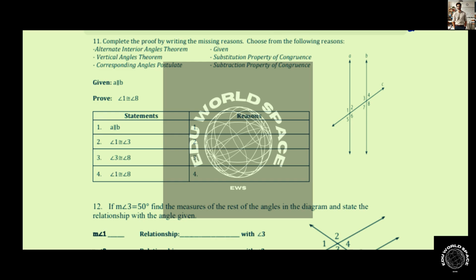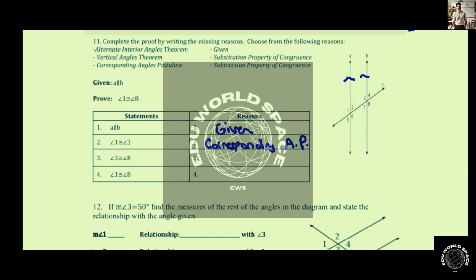If lines A and B are parallel, that is given. We know angles 1 and 3 are congruent because if these lines are parallel, 1 and 3 are corresponding angles, by the corresponding angles postulate. We know angles 3 and 8 are congruent to each other because they are vertical angles here. They are opposite, kind of pointing at each other. So that's the vertical angles theorem.